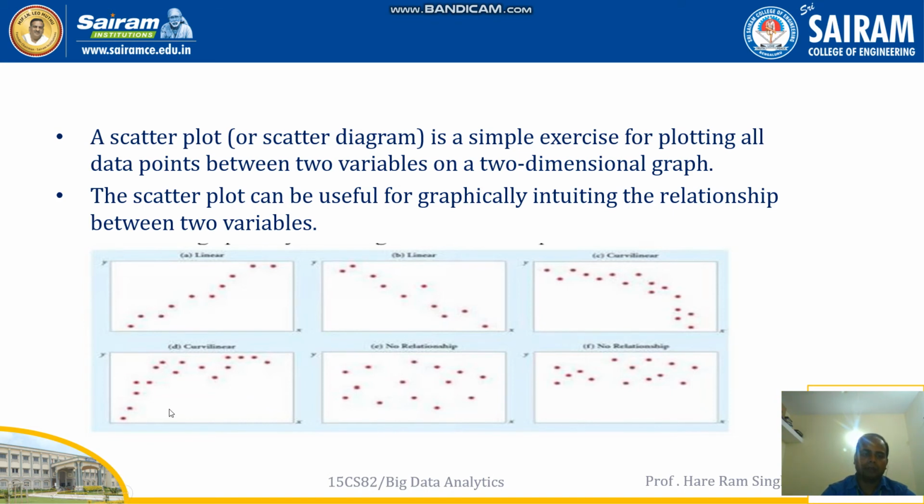Then come to D. D is also increasing, but it is not a straight line. When x is increasing, y is also increasing, but it is not a straight line. It is increasing in a curved way.